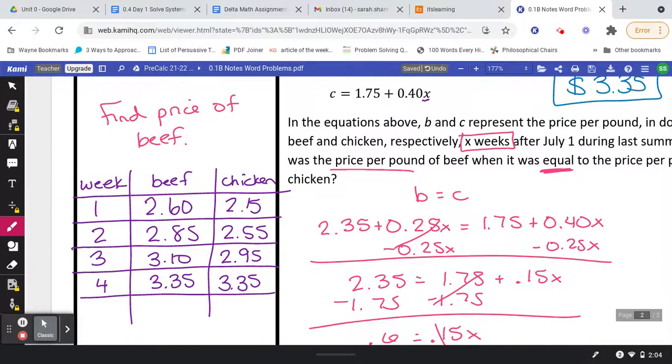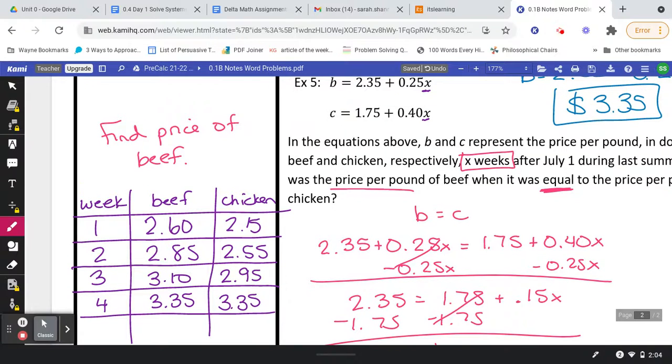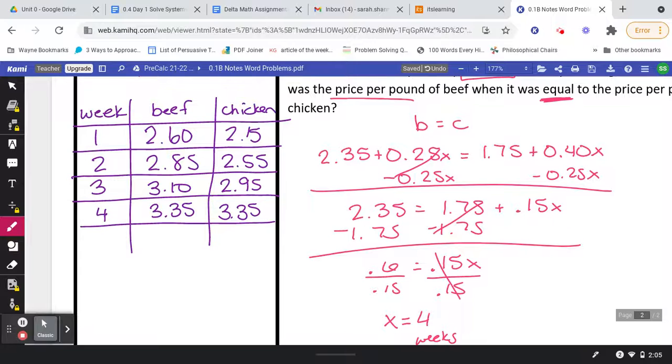So a little bit shorter math, maybe a few more problems. But it's pretty easy to see here that the beef is equal to the chicken at week number 4. So what is the price per pound of beef? There it is, $3.35.